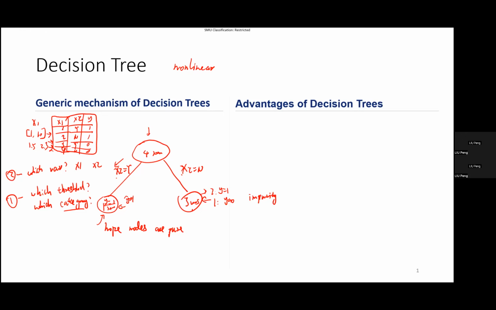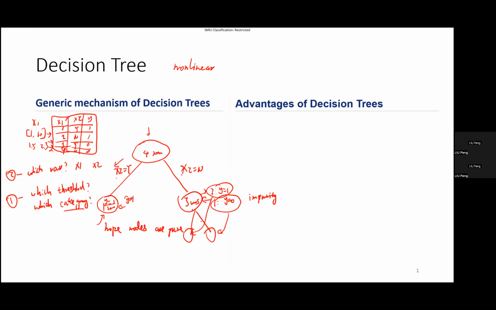So we would like to further split the nodes into further nodes, so that maybe the 2 rows with y equals 1 go to here, and then the one row with y equals 0 goes to here, right? So we hope that by splitting this node, we can further improve the purity, or reduce the impurity. So that's the general direction I want to go into.